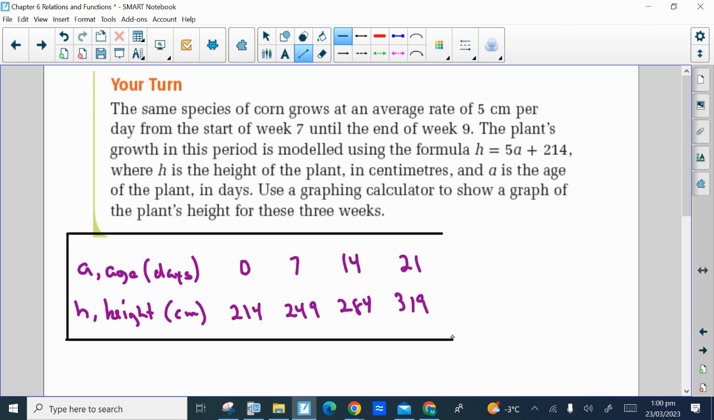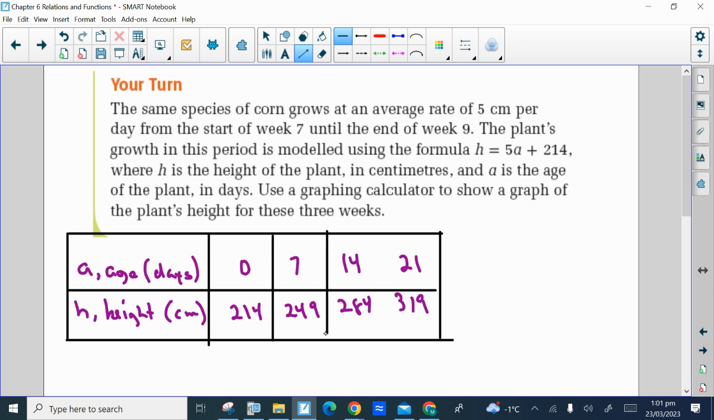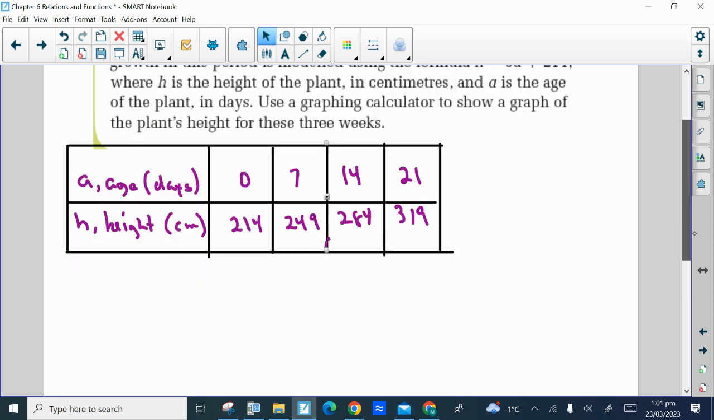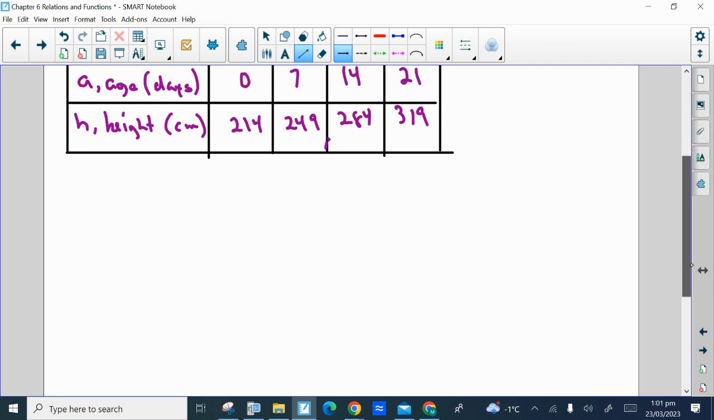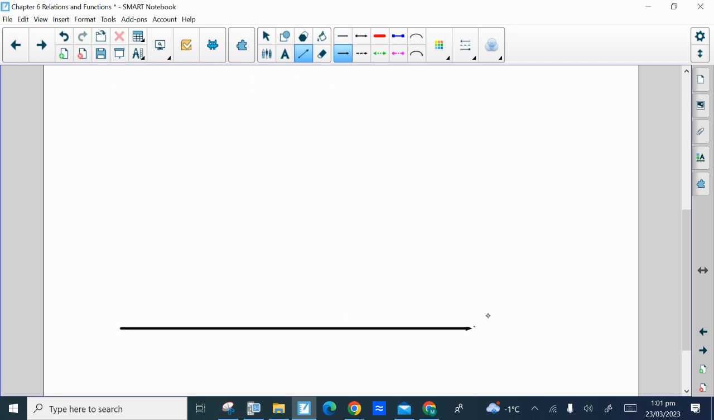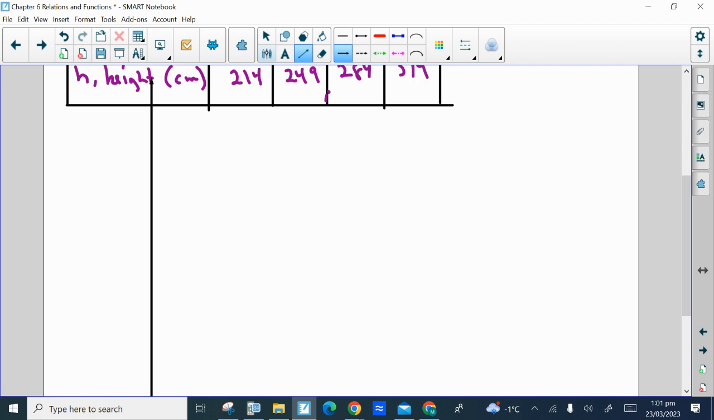So we are going to graph this on our calculator, but first, let's see what it looks like if we graph it manually on our page. Remember that the independent variable always comes first, and it is on the x-axis when we draw our graph. So at the bottom here, I'll have a line for my x-axis, which is my a-axis, and another line for my y-axis, which is the height axis.